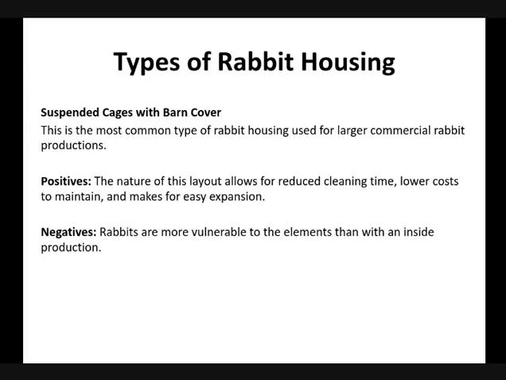Suspended cages with barn cover. This is the most common type of rabbit housing for larger commercial rabbit productions. So you actually have a suspended cage with barn cover over it. It almost looks like a house, right, with cages underneath it. Positives is that the nature of this layout allows for reduced cleaning time, lower cost to maintain, and makes for easy expansion. Negatives, rabbits are more vulnerable to the elements than with an inside production, right?